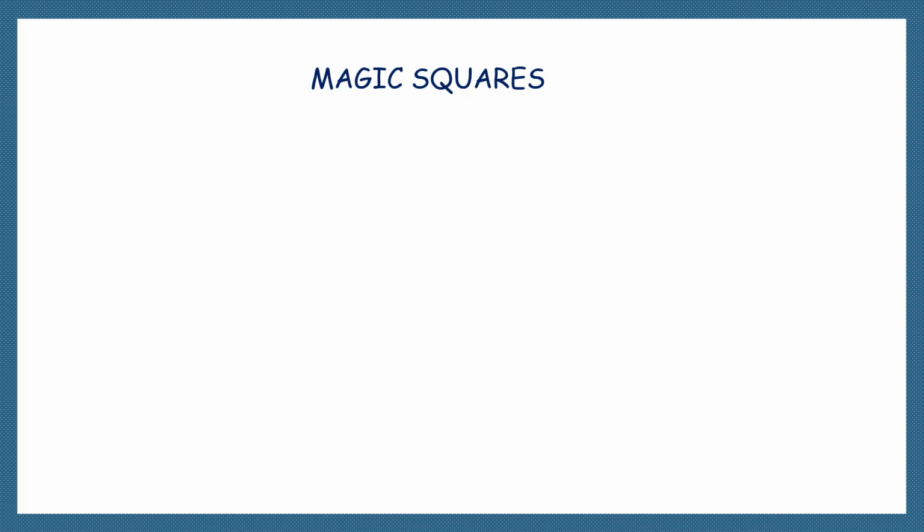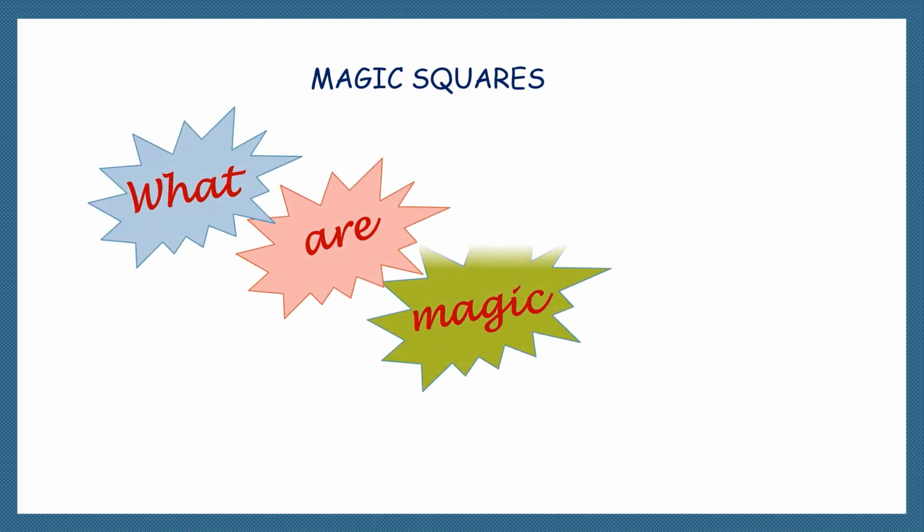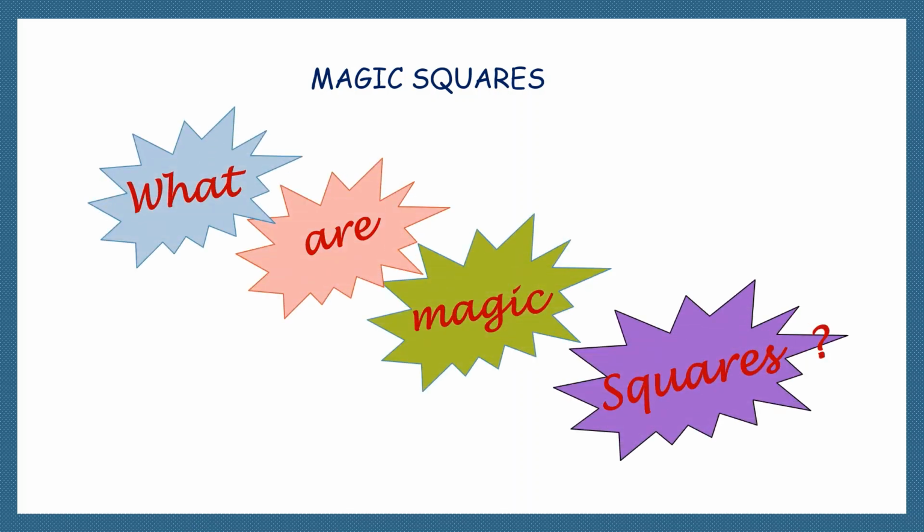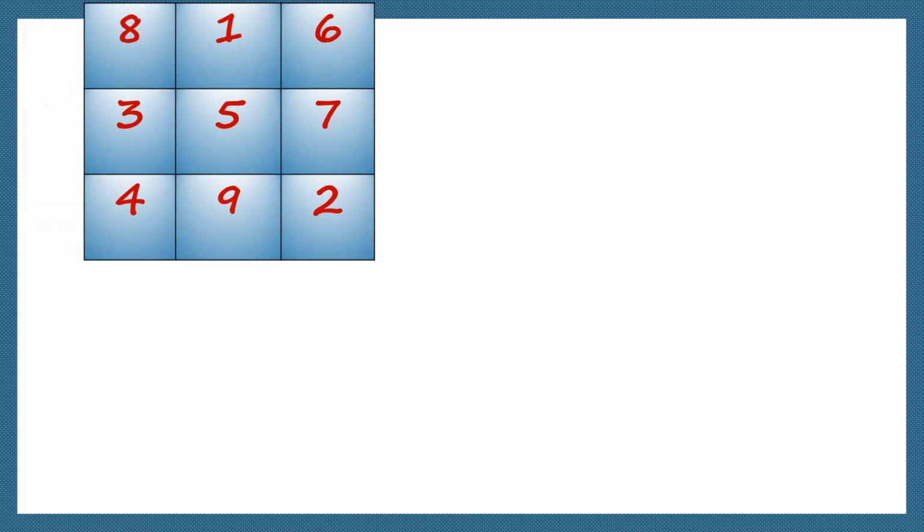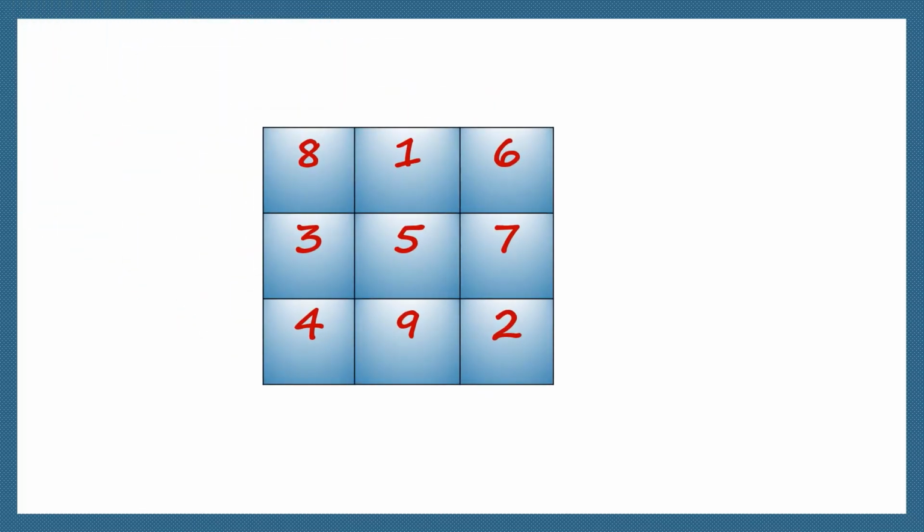Magic squares. What are magic squares? A magic square is where you arrange numbers in the form of a square so that you get answers in a particular way. Now let's look at an example. So here we have a magic square. Now this is called a magic square.